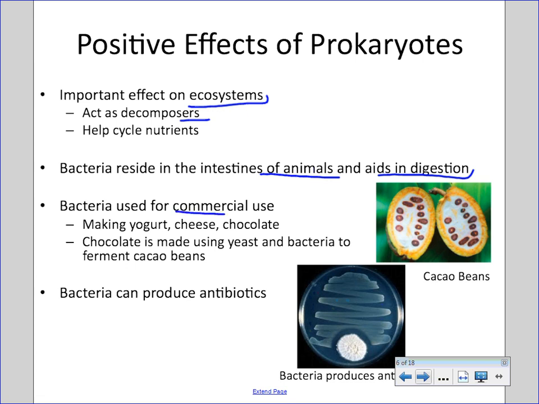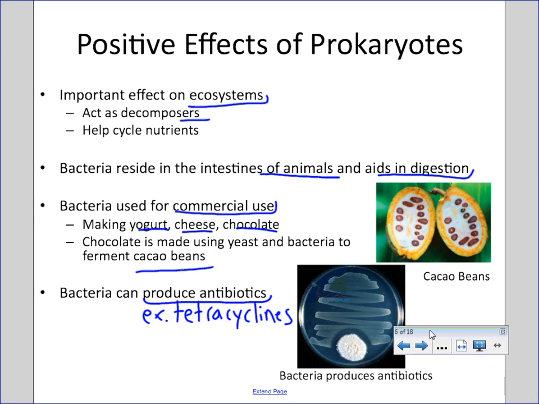Bacteria are also used in commercial areas, such as making yogurt, cheese, and chocolate. Chocolate is made using yeast and bacteria to ferment those cacao beans. Bacteria can also produce antibiotics. So, for example, the common class of antibiotics, the tetracyclines, were discovered from soil bacteria, and since then many different types of tetracyclines have been synthesized.